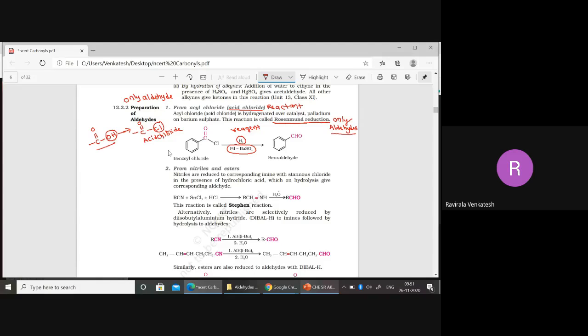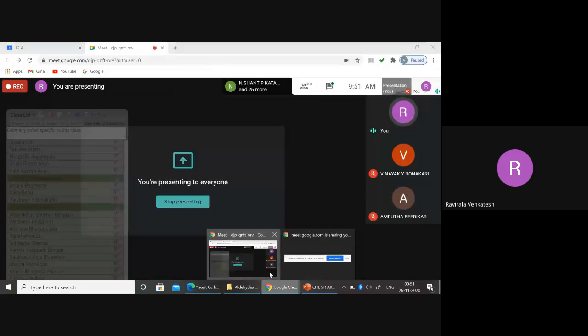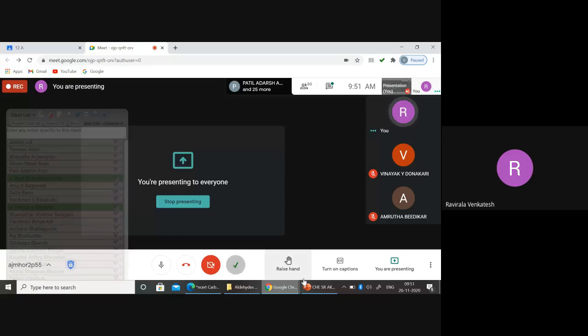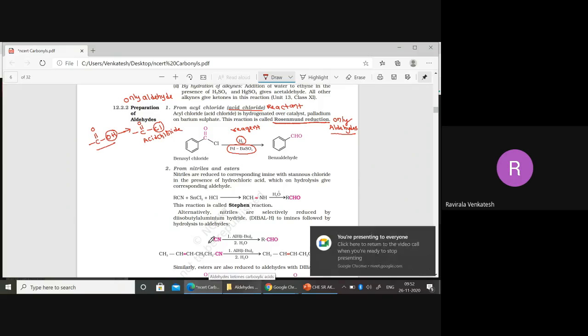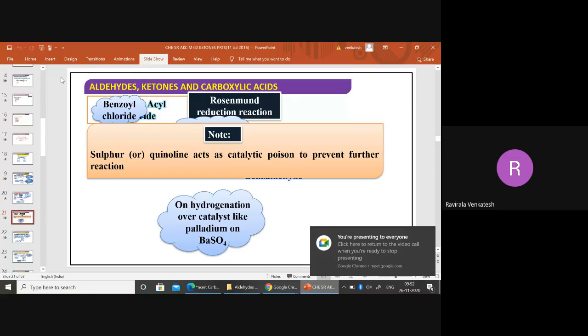What is Rosenmund reaction? When acid chlorides react with hydrogen in presence of palladium barium sulfate, you are going to get only aldehydes. This is called Rosenmund reaction. Only 28 students are there, including me; 12 members are absent. Very important class today. Now we'll make some examples, beta, and see something here in a slideshow.